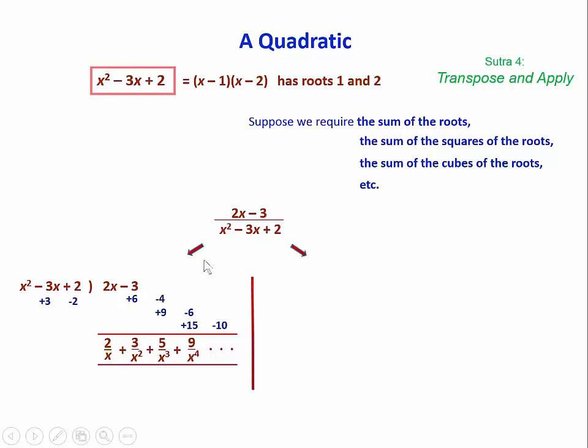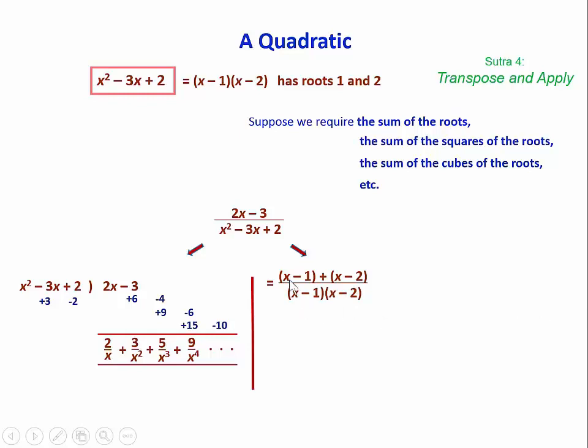Instead of dividing like that, what we're going to do is to rewrite this fraction in a different way. You know the top is the first differential of the quadratic, and the first differential is the sum of the factors. So there's the sum of the factors, x minus 1 and x minus 2. And the bottom is, of course, the product of the factors, x minus 1 times x minus 2.